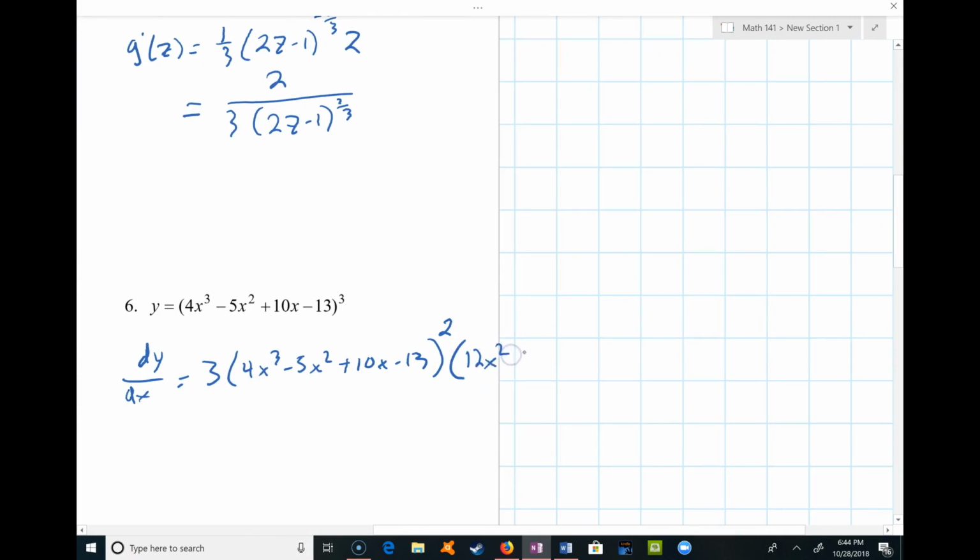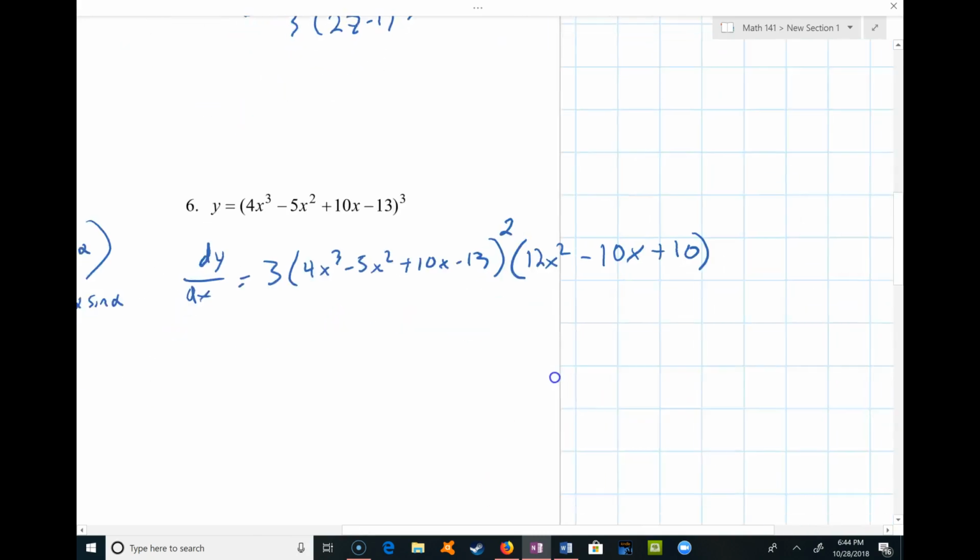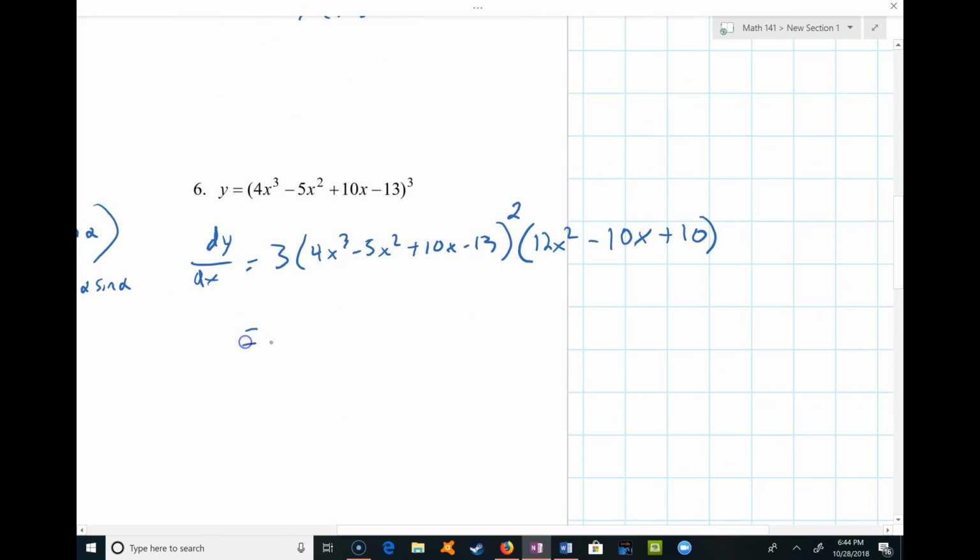Of course, the inside would be what? 12x squared minus 10x plus 10, and the derivative of 13 is 0. So we could distribute that 3 through, so that would be 36x squared minus 30x plus 30 times this whole thing to the second power. Because we have a second power there, I've given you permission not to simplify that any further.